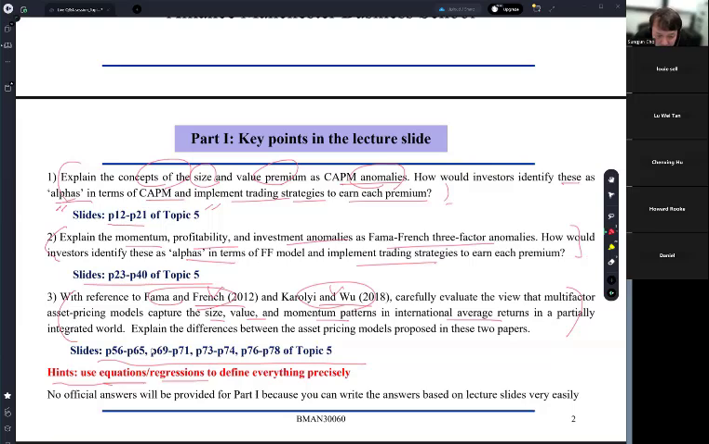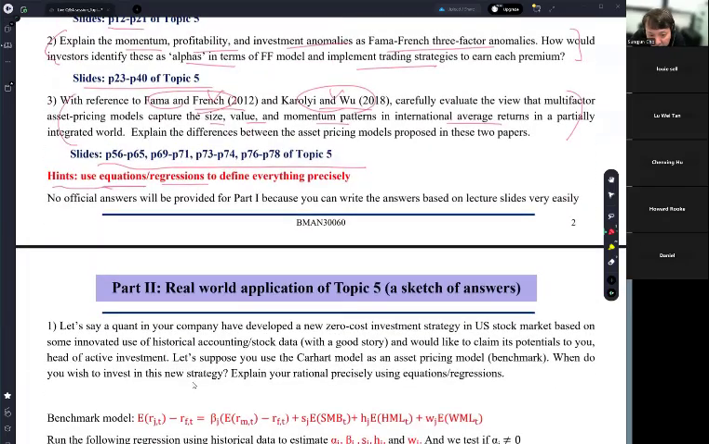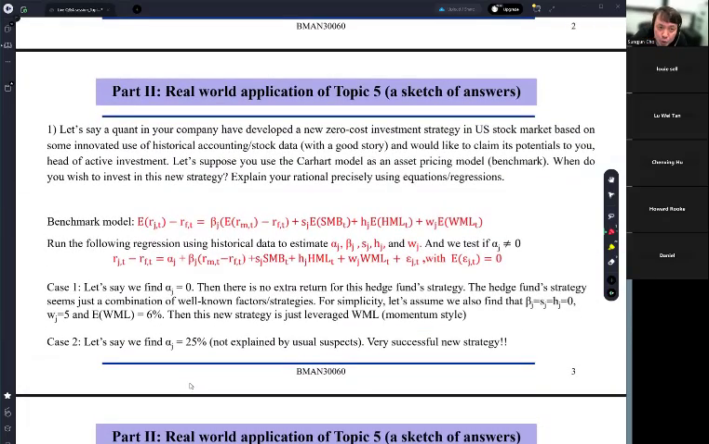You have to use equations and regressions, and define everything precisely. Now, how do you prepare for the exams? Short questions. One thing you can do is to try to write down the answer for the practice question as precisely as you can. Part of that could be copied and pasted as the answer for the actual exam questions. The actual exam question will be based on the lecture slide and will be somehow similar to this part 2 practice question.